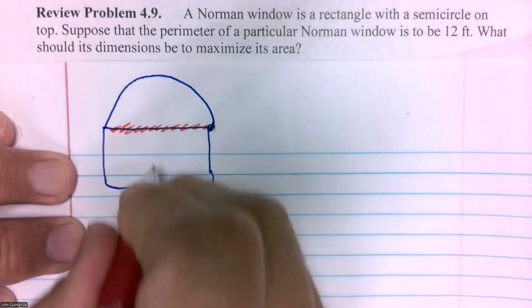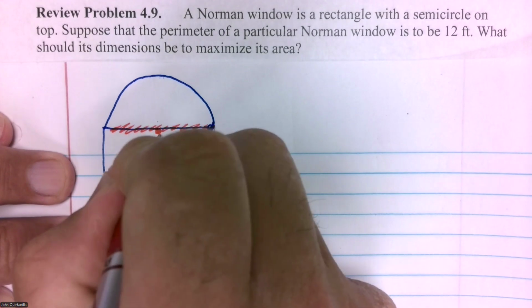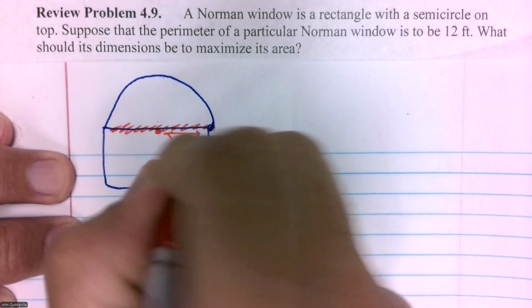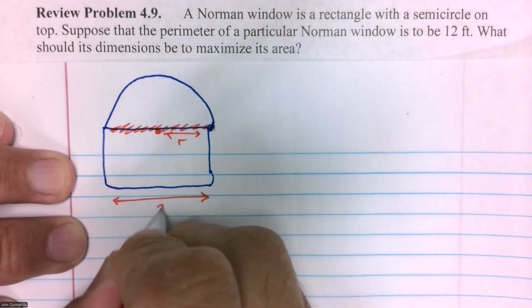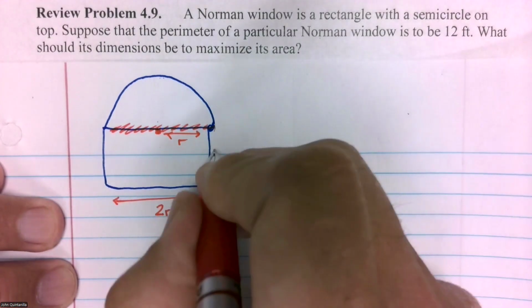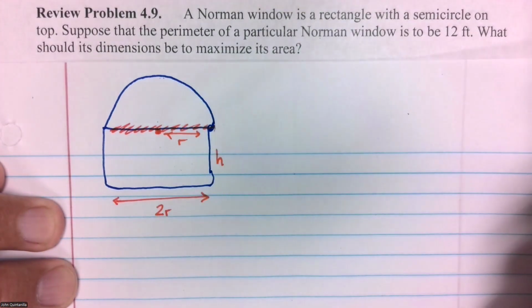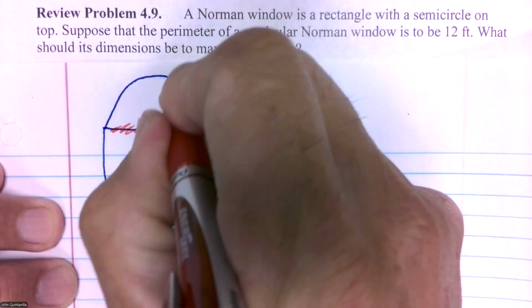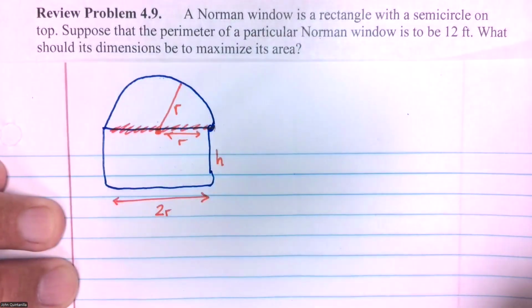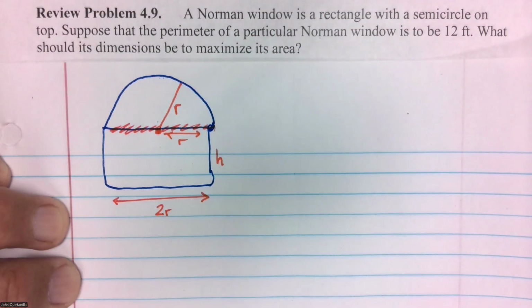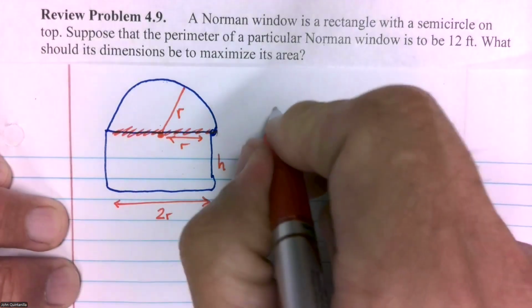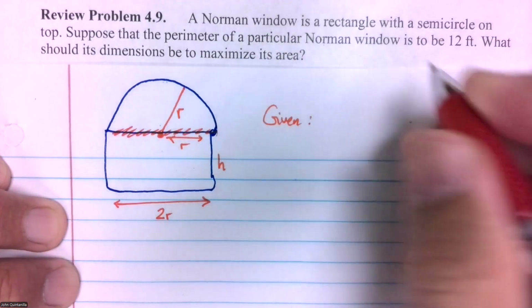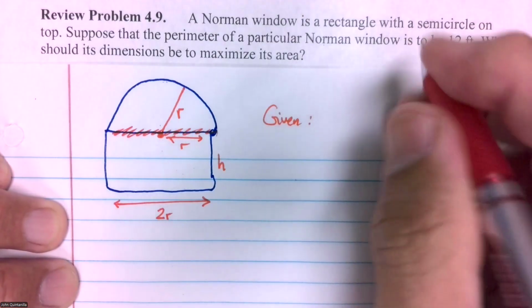So if I have the radius of the circle as r, then the length down here is going to be 2r. I have a height of the rectangle, which is h, and the radius of the semicircle is r. What's given is that the perimeter is equal to 12 feet.